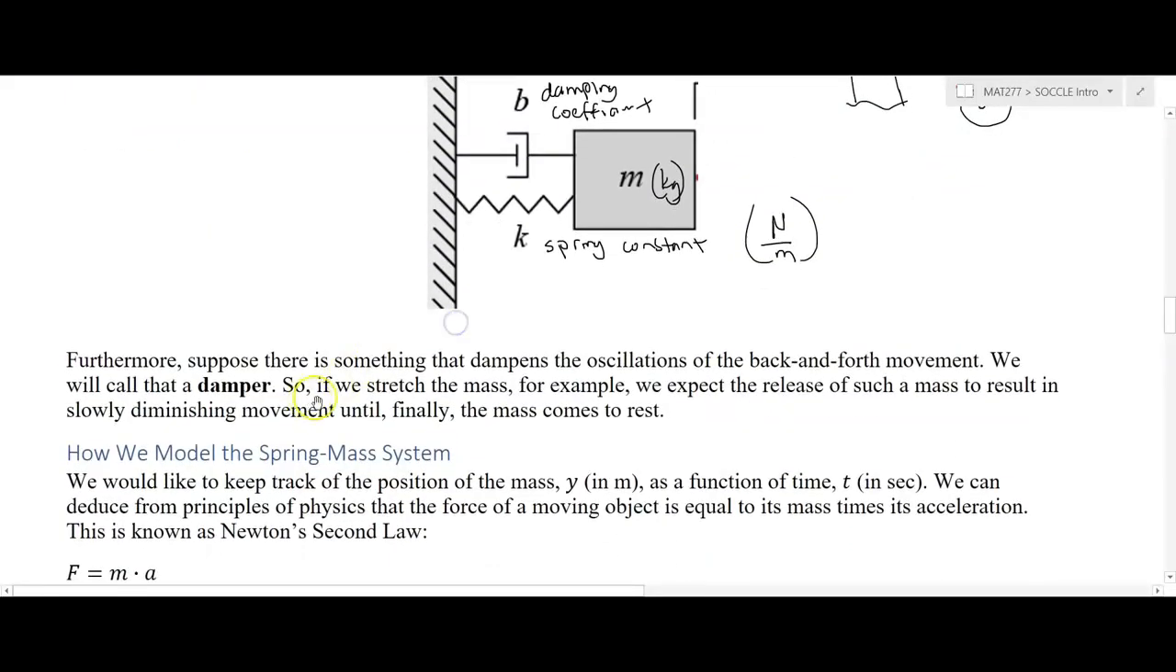Furthermore, suppose there's something that dampens the oscillation of the back and forth movement. We will call that a damper. So if we stretch the mass, for example, we expect the release of such a mass to result in slowly diminishing movement until finally the mass comes to rest. We should expect this to slowly stop oscillating because there's enough friction here that is overtaking the force of that spring.